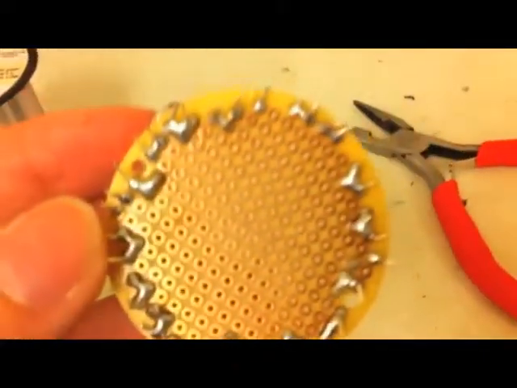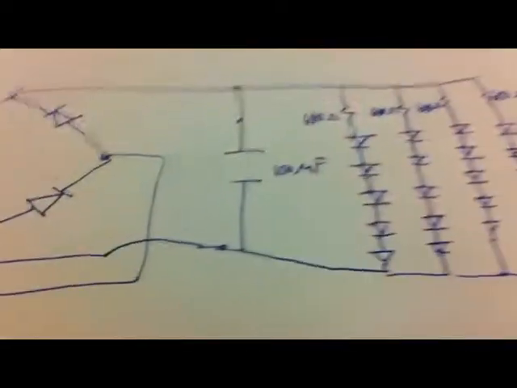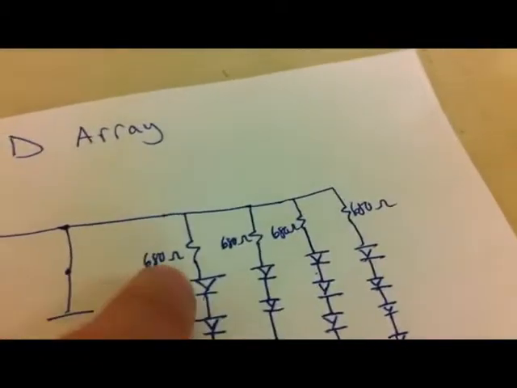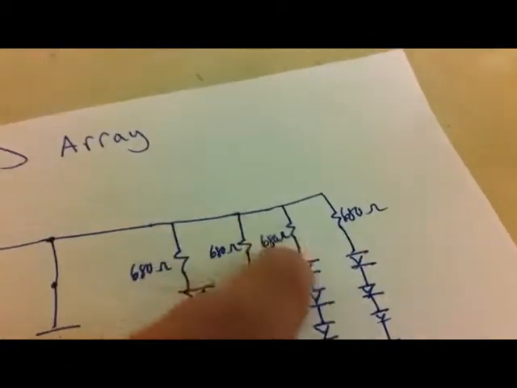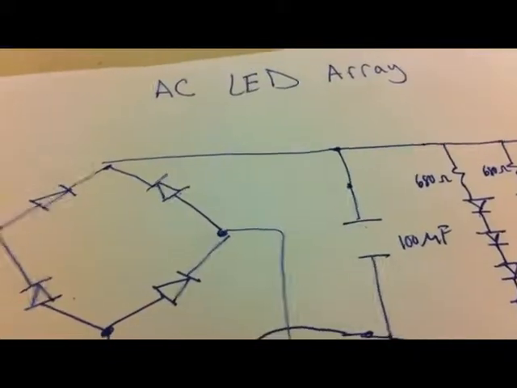I've started backwards and put the LEDs on first, so it's a little easier to get the spacing right. Then I'm going to connect all the negative terminals of the LEDs up to that node here, plug in all the resistors to these branches of the LEDs, and then put the capacitor in. I will be done.